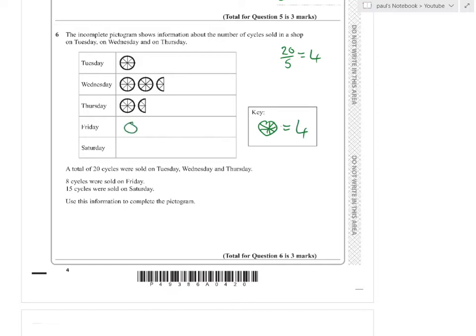8 were sold on Friday, so we've got to have 2 wheels on the Friday, and 15 were sold on Saturday, so we've got 4, 8, another one just makes 12, 13, 14, 15, so we're at 3. So we need 3 quarters of a wheel. 3 quarters of a wheel, 12, 13, 14, 15.